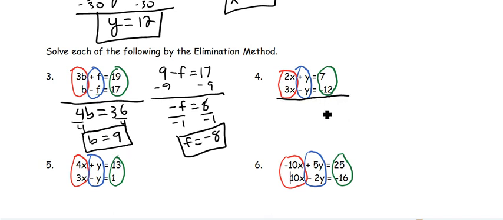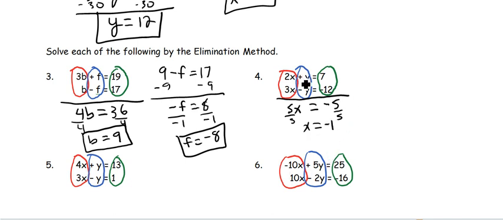Alright, so here we're going to do number 4. 2x and 3x is 5x. Y's cancel out. Equals 7 minus negative 12 is negative 5. So we divide by our coefficient. We get x equals negative 1.